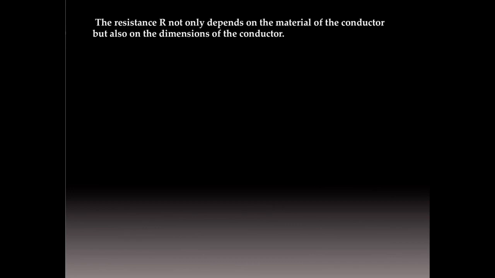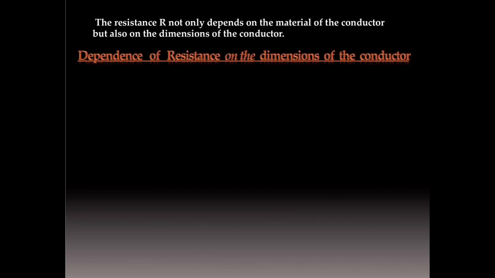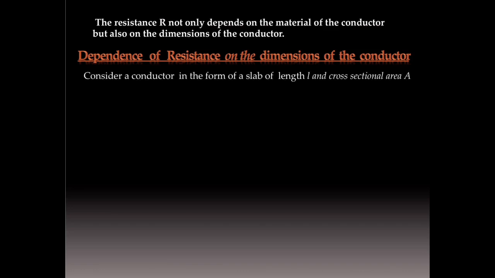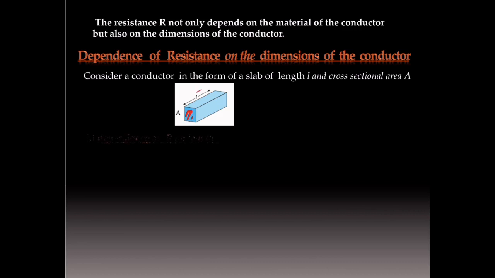The resistance of a material depends on the nature of the material as well as the dimensions of the conductor. Now see the dependence of resistance on the dimensions of the conductor. Dimensions means the length and area of cross section of the conductor. Consider a slab; it may be cubical or cylindrical. This is the area of cross section and this is the length. First, dependence of R on length.